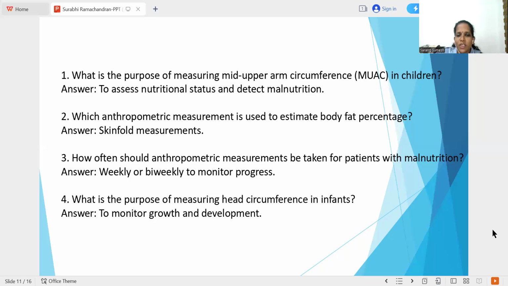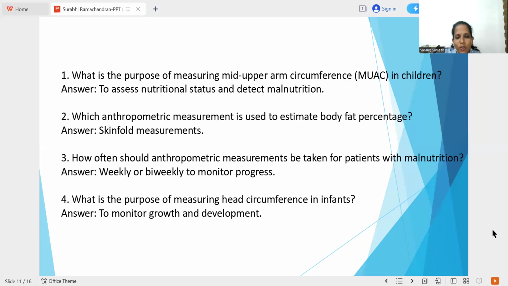Second question: which anthropometric measurement is used to estimate body fat percentage? Skin fold measurements, especially in adults. In adults, among anthropometric measurements, we use skin fold measurement to estimate body fat percentage. Third question: how often should anthropometric measurement be taken for patients with malnutrition? Weekly or bi-weekly to monitor progress. For malnutrition patients, we have to take anthropometric measurements weekly or twice a week.